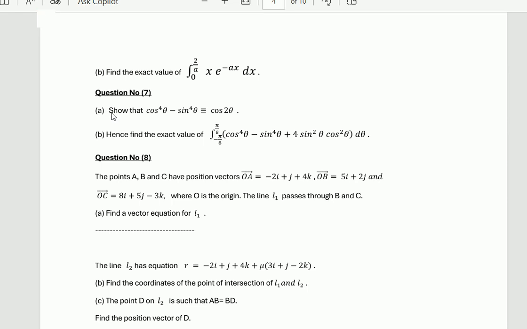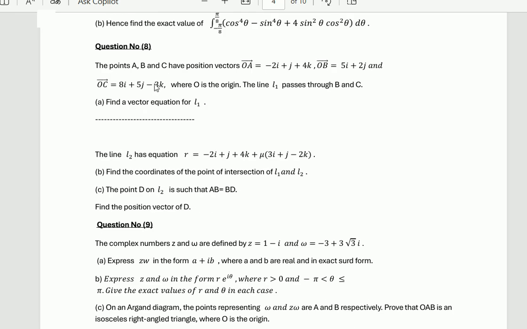For question number 7, show that cos 4 theta minus sin 4 theta equal to cos 2 theta. For part B, hence find the exact value of the integration from minus pi by 8 to pi by 8 of (cos 4 theta minus sin 4 theta plus 4 sin square theta cos square theta) d theta.